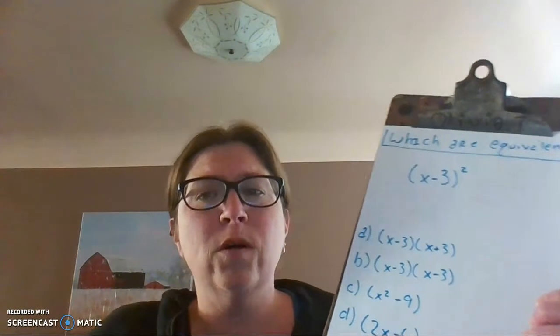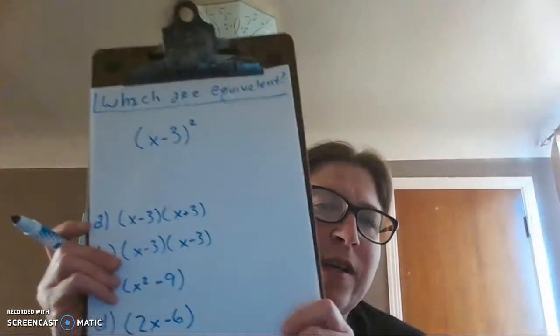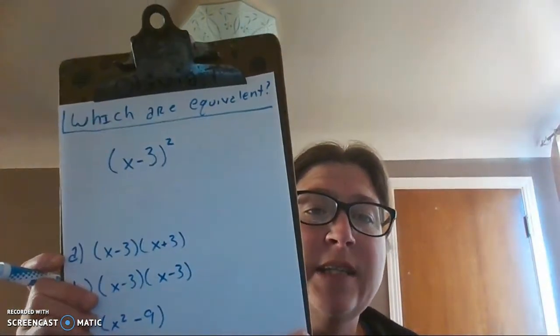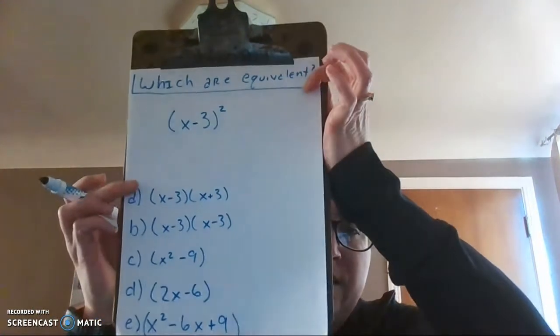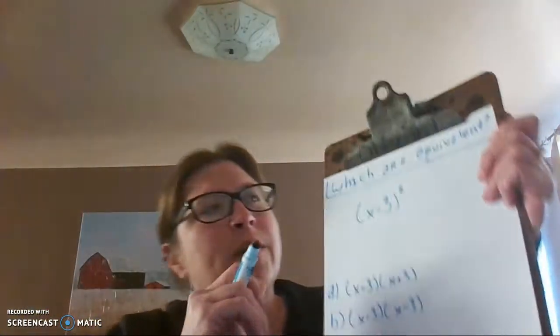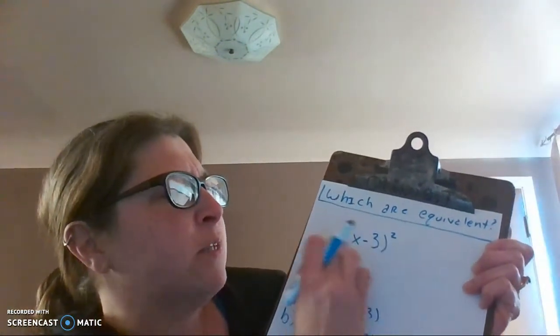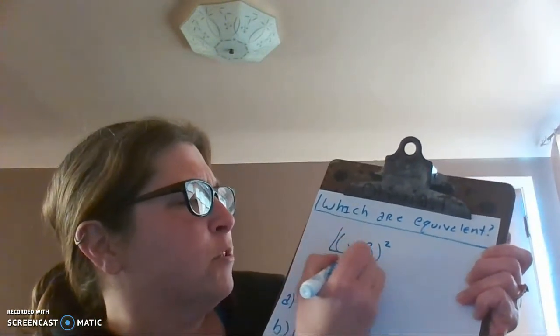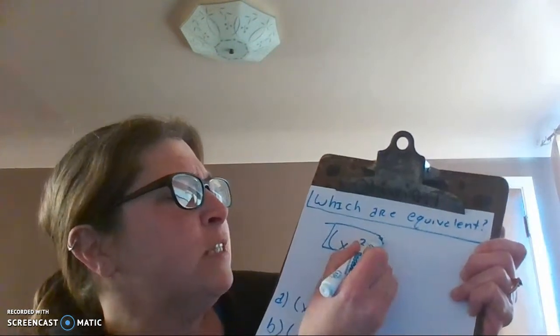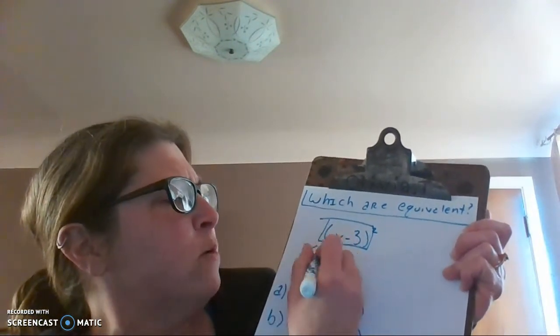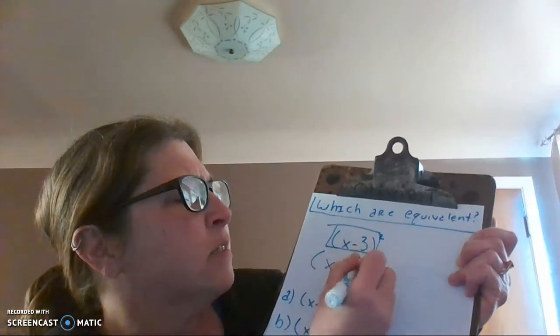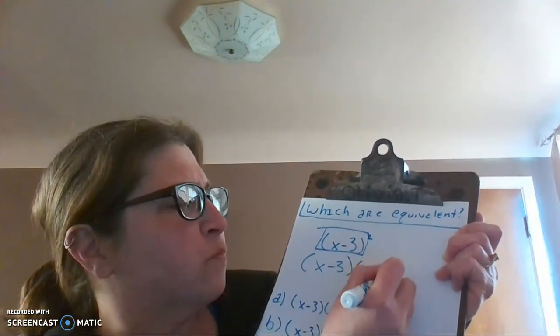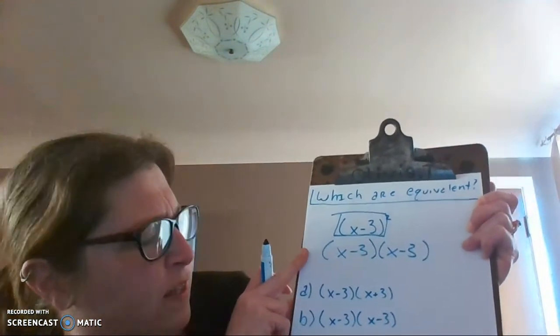Okay. Another question that came up was the idea of what is equivalent? Well, remember, equivalent just means the same, right? So what can I do to this that will give me these results? Okay, so remember, if you have something in a parenthesis like this, more than one term, this would be called a binomial. When you see this square, what it's asking you is, what do you get when you take x minus 3 times itself twice? Right, so this is one of the things that's equivalent.